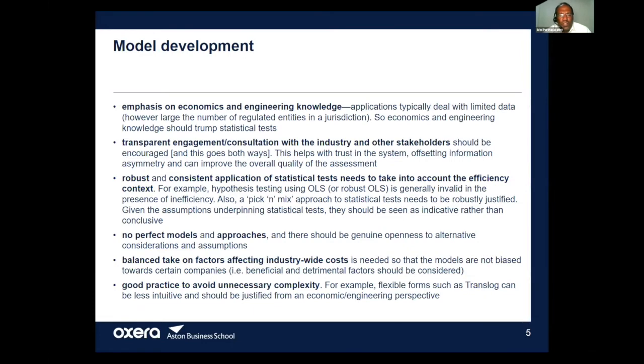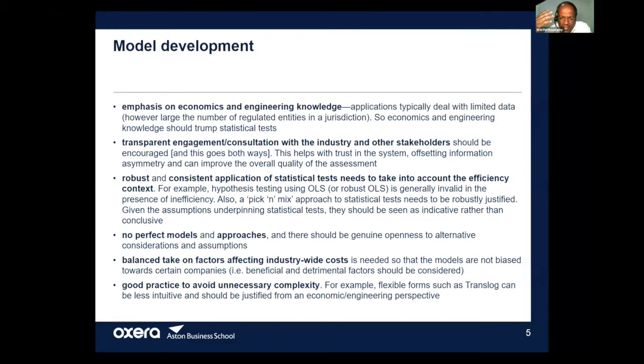So moving on to the next component, which is model development. This is the most important step in efficiency work, and more so than the methodology, the method used itself. Now, there are several considerations. I'm not going to take you through all of them, so if I can just focus on two.